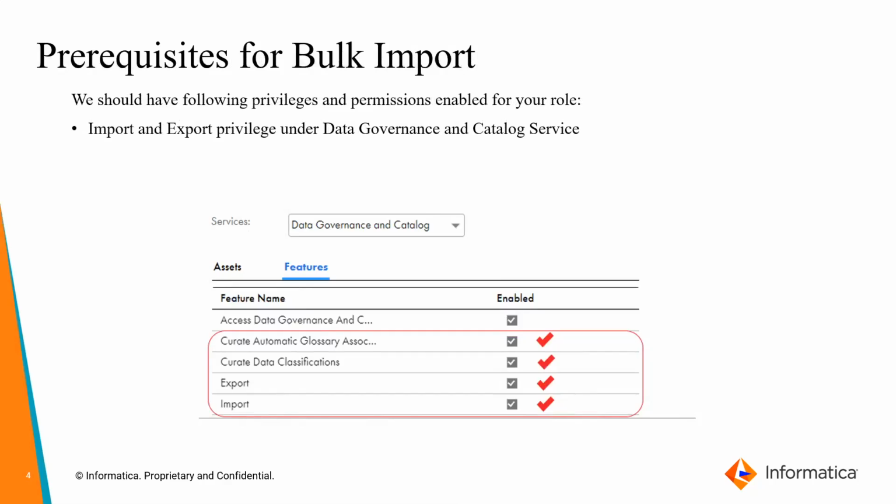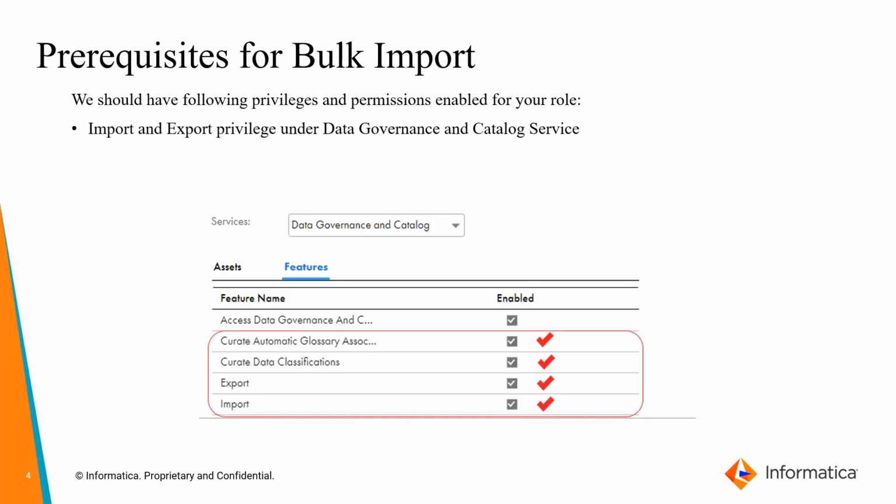Prerequisites that are required for curating system inferred relationships using bulk import. To curate automated data classifications and glossary associations, the organization administrator must provide curate automatic glossary associations and curate data classification permissions under data governance and catalog.